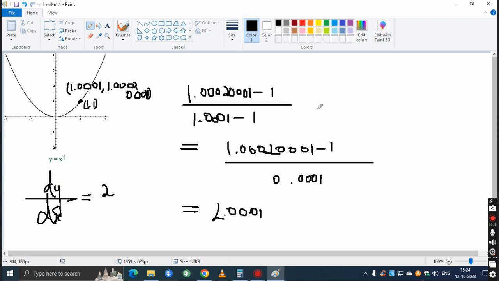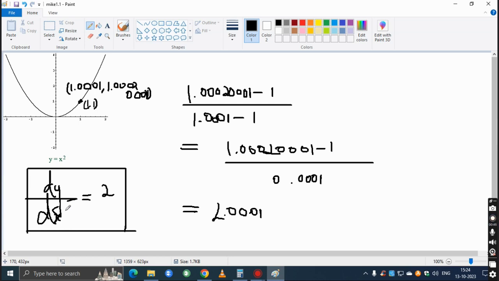I mean, you can make an approximation by looking at all of this. First we had 2.1, now we have 2.0001, and as we are getting closer and closer to 1 comma 1, our dy by dx is getting better and better. The values were near to 2. So the exact value of dy by dx is going to be just 2.